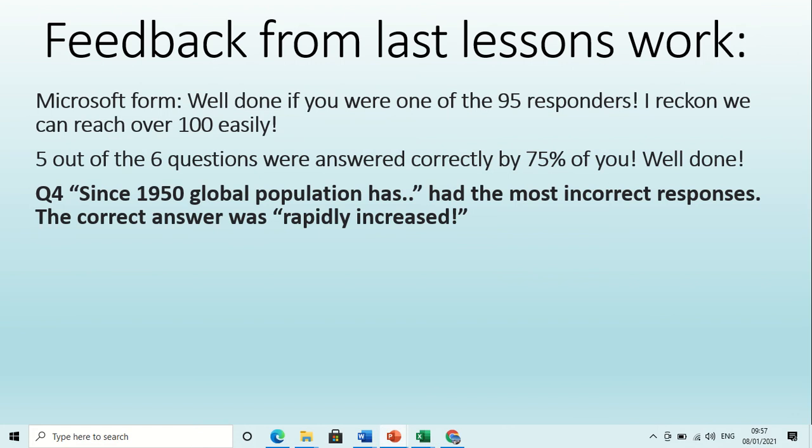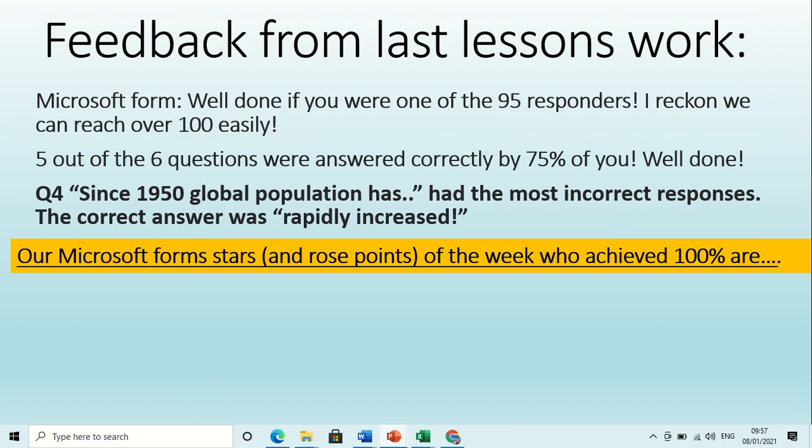And the one question that we all struggled with, question 4, "Since 1950 global population has...", had the most incorrect responses. The correct answer was rapidly increased. About 52%, 54% got this one wrong, so still over 50%, but the correct answer there was rapidly increased. Since 1950, global population has rapidly increased, and we're going to be looking at why that is later this lesson.